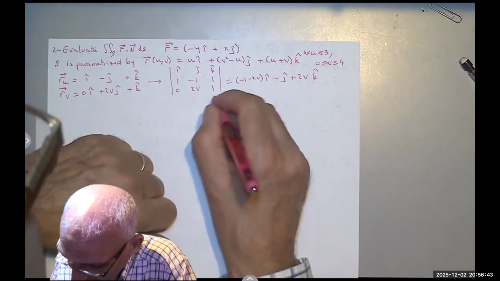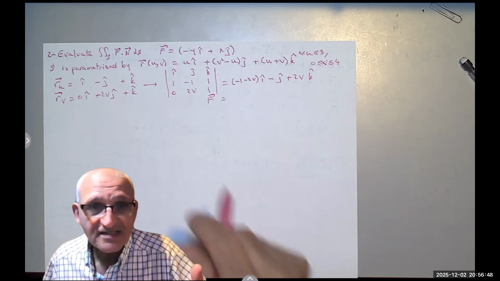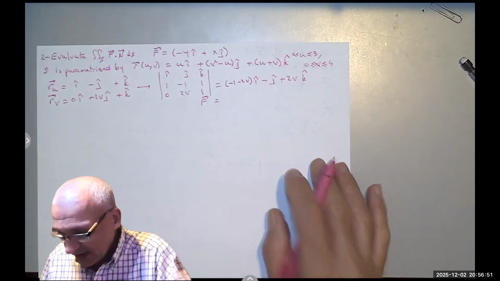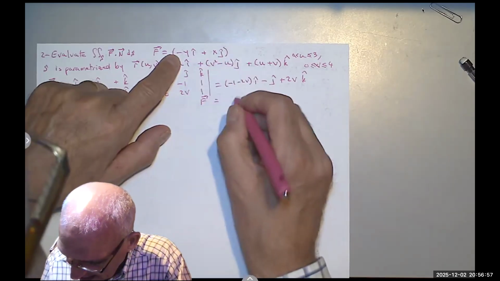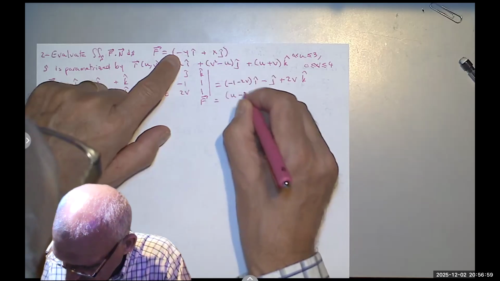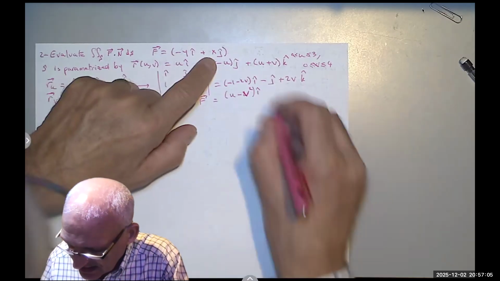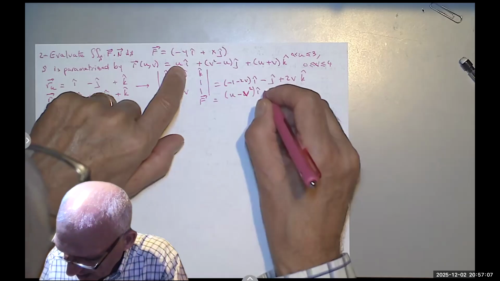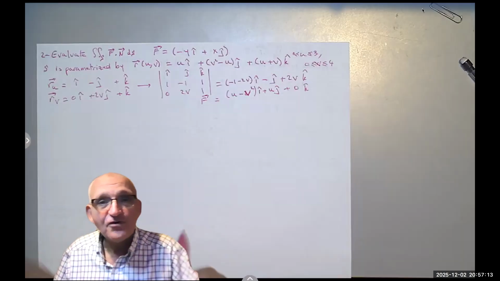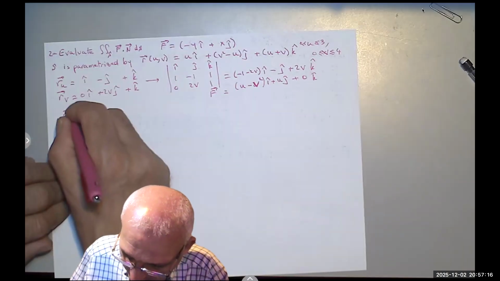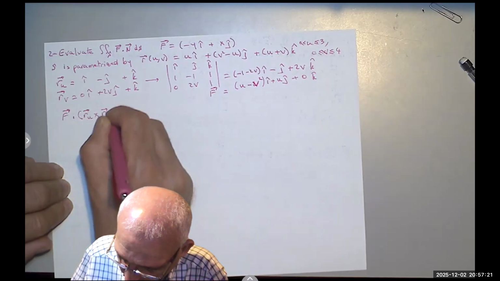Now I'm going to rewrite the force using the parameters because I no longer use x and y. So I have negative y, which would be u minus v squared in the i direction, plus xj, the x is u, so plus uj plus 0k. And I perform the dot product of F dot r_u cross r_v.